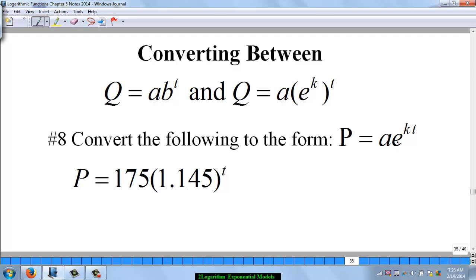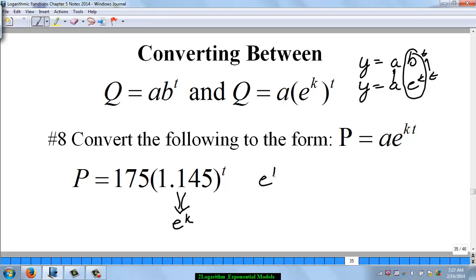So remember, if I have y equals A b to the t and y equals A e to the kt, the A's match, the t's match, your b has to equal e to the k. So basically, you don't have to rewrite the whole formula, but I can just say, oh, my b right here has to equal e to the k.